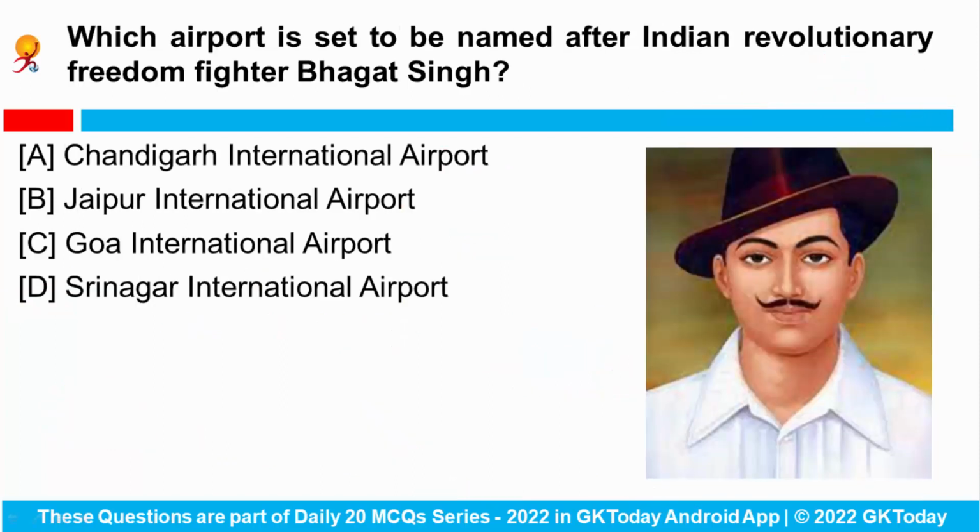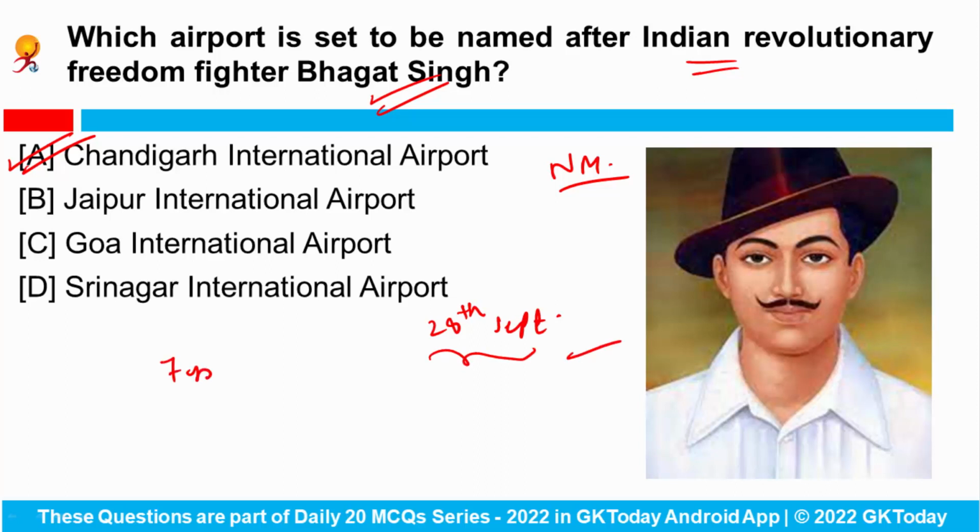Next question. Which airport is said to be named after Indian revolutionary freedom fighter Bhagat Singh? So Prime Minister Narendra Modi announced that the Chandigarh International Airport will be renamed after Shahid Bhagat Singh, who is the great revolutionary of India's freedom struggle, right? So this name change will be effected from 28th of September, means already it has come into effect, and the decision has followed a 7-year-old political tussle between the Punjab and Haryana over renaming the terminal.